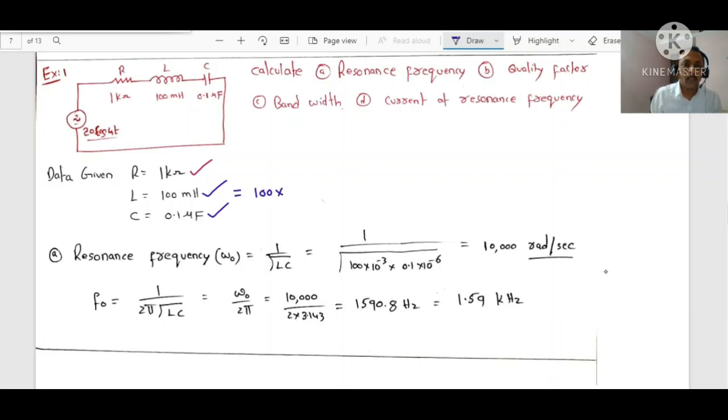Immediately you should write 100 into 10 power minus 3. This is where most of the time mistakes are being committed. With 0.1 microfarad, they are not looking at micro, simply writing 0.1. You have to take it as 0.1 into 10 power minus 6.